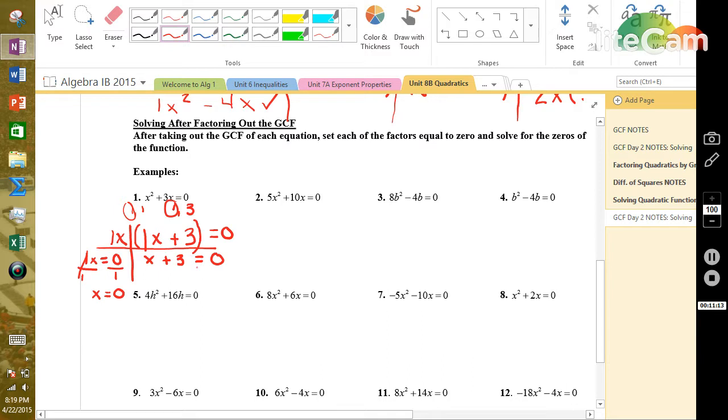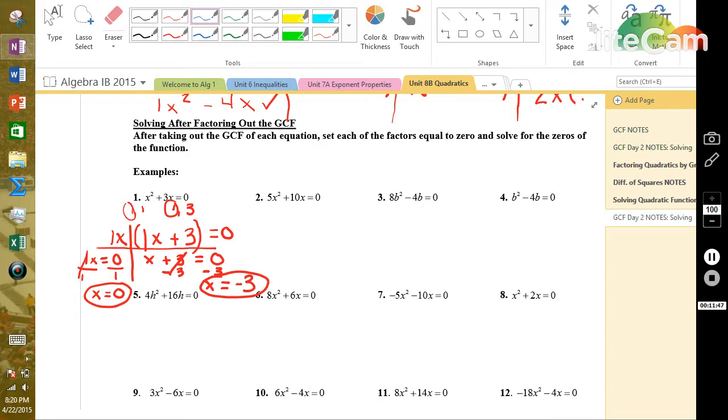Now if I go to the right side, I have x plus 3 equals 0. The inverse of adding 3 is subtracting. So I'm going to subtract 3 on each side. 0 minus 3 gives me negative 3. I have two solutions to this equation. It's a quadratic equation, and my two solutions are x equals 0 and x equals negative 3.